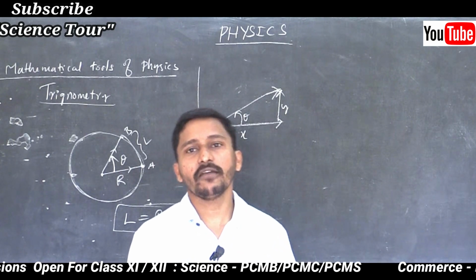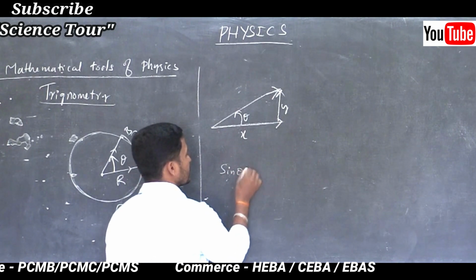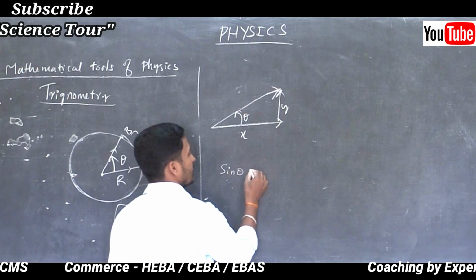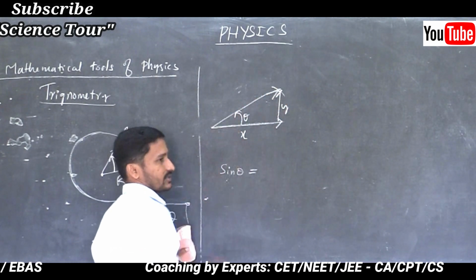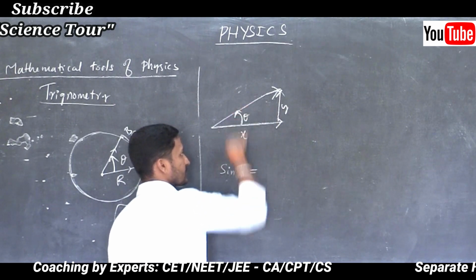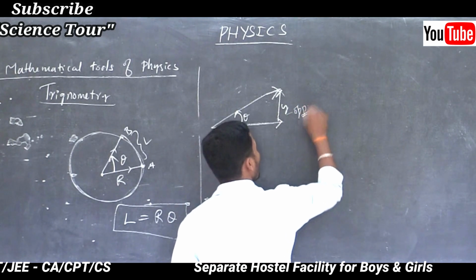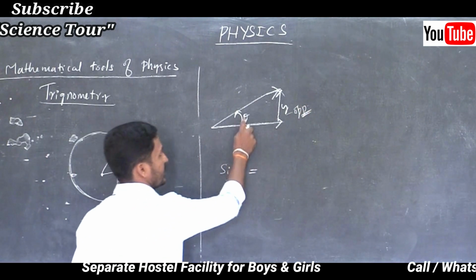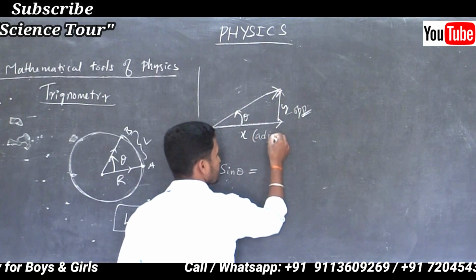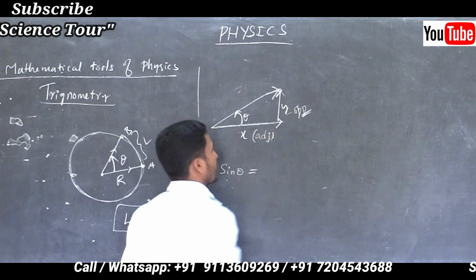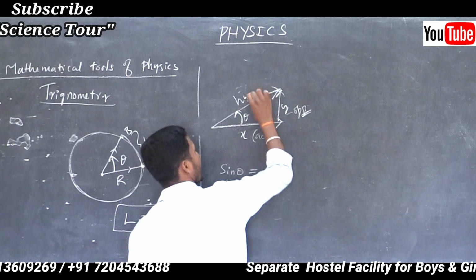So I will tell you the definition of sine theta. Sine theta means the sine of the angle, which is actually the ratio of the opposite side to the hypotenuse. Now this is theta, this is the opposite side, opposite to the angle. This we will call the parallel, I can say the adjacent side, and this is the hypotenuse of the triangle.